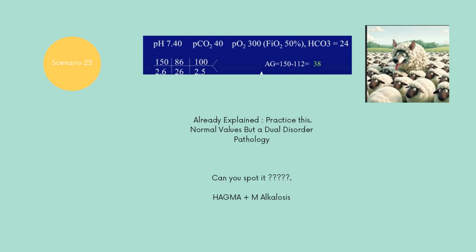Okay, here can you spot the wolf among the sheep? Okay, so everything looks normal. This could be the patient's uncle walking into the ward happily, or this could be a patient who has got a complex metabolic disorder, HAGMA plus metabolic alkalosis. This has been explained previously. Try it yourself, see whether you could work it out.